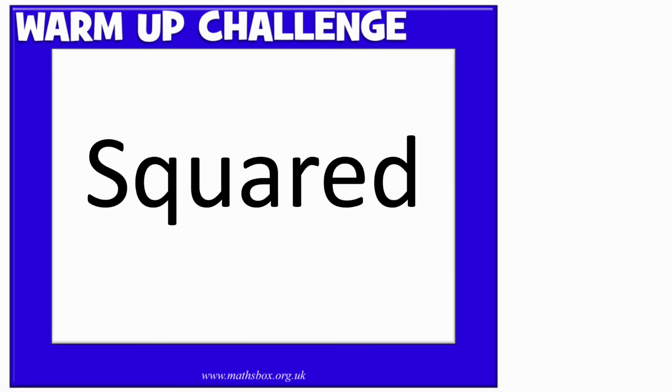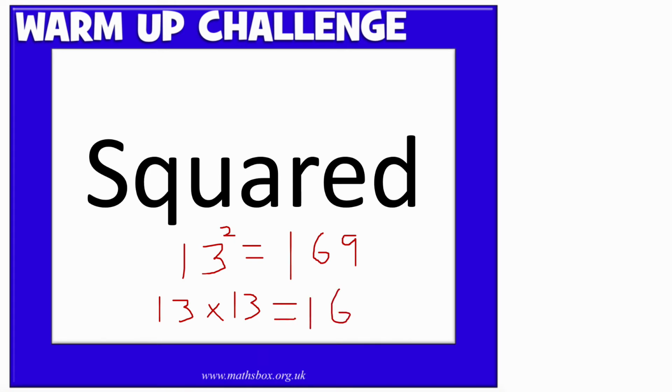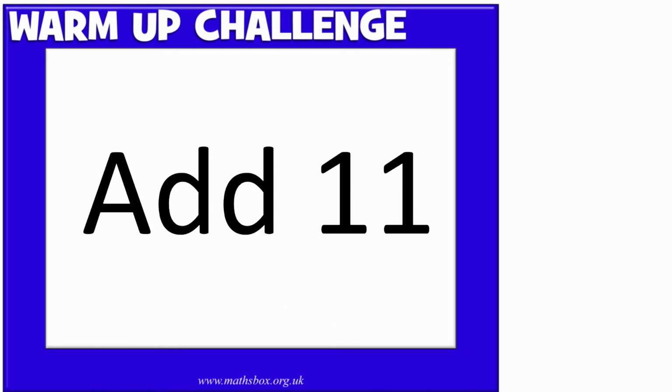Next part, I've got to square 13. 13 squared means 13 times 13, which is 169, guys. But feel free to use long multiplication to work it out. 13 times 13 is 169. Next part, it says add 11, so 169 add 11 gives me 180.